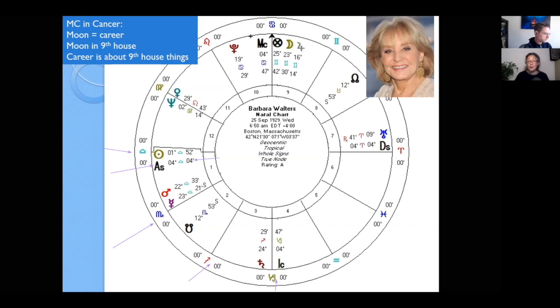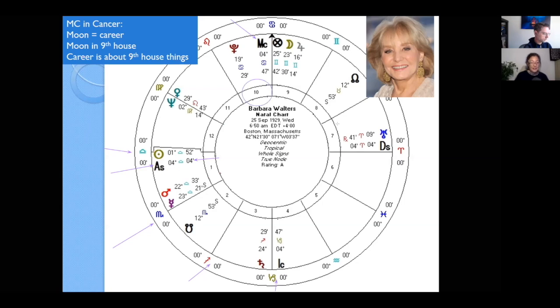The midheaven degree is marked as the MC. The degrees of the midheaven and the ascendant are the same in any house system. It's just how they're placed in the format of that house system that might be different. Now, one little trick, and we'll see this a little later on in another example, the MC degree can float around and it may not be in the 10th house, but I'll explain more about that as we get to a chart with that. So for Barbara Walters, who has a Cancer midheaven, the moon is going to be the planet that rules the 10th house and the topics of career for her.